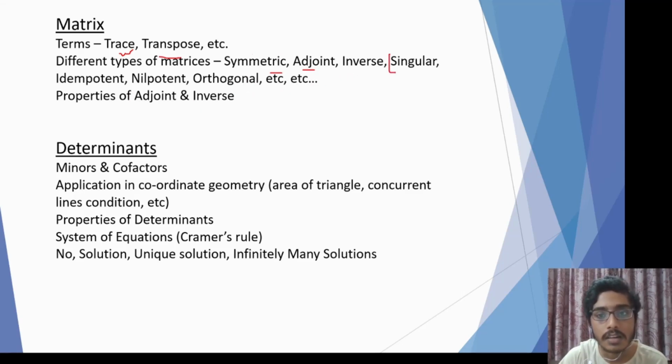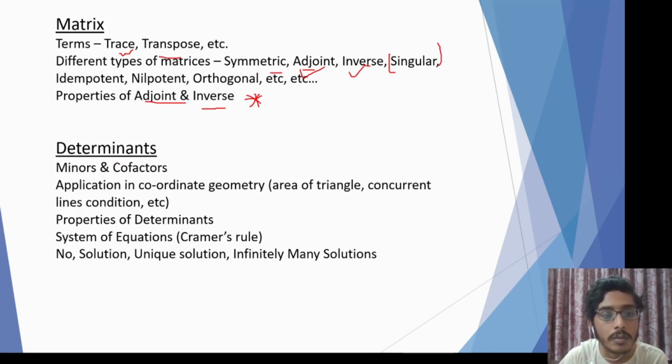What is a singular matrix? That is when the determinant is 0. So for each and every matrix you must know. Okay, you must know how to find inverse of the matrix, adjoint of the matrix. All these you should know, and the properties of adjoint and inverse are also important. So for WebG, you must know the terms of all the different types of matrices, and the properties of adjoint and inverse of a matrix.